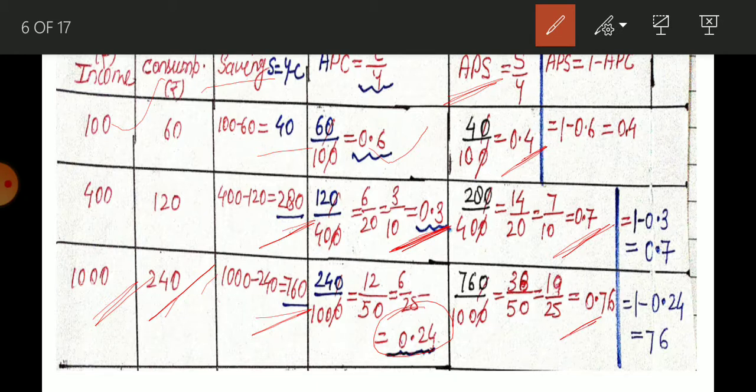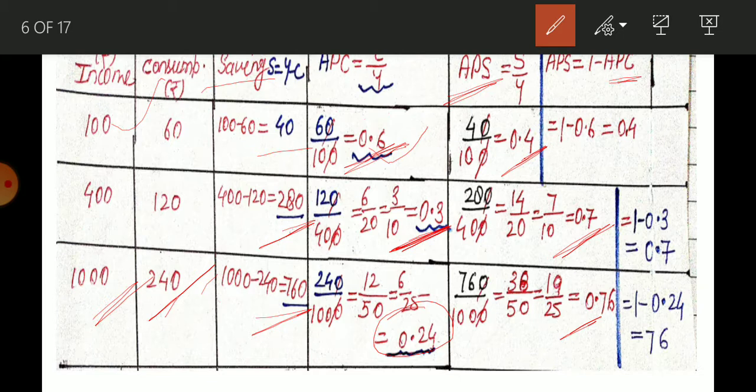Okay, there is one more method to calculate APS. In the beginning I had told you, there is this equation also, you can use it, 1 minus APC. So you don't require to find out saving. So 1 minus 0.6, this is the value of APS. If we subtract the value of APC from 1, we will get the value of APS.